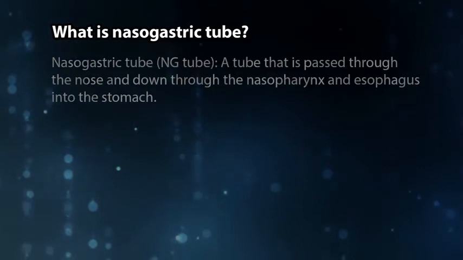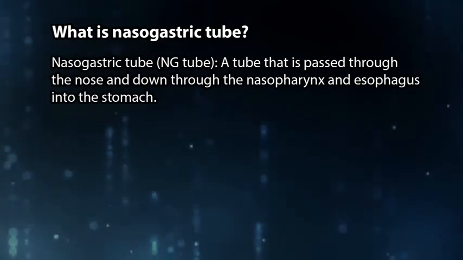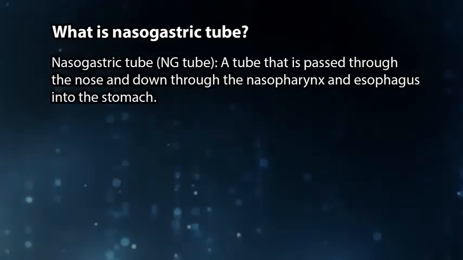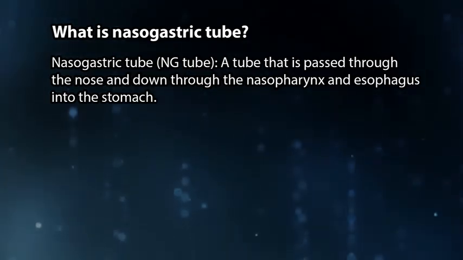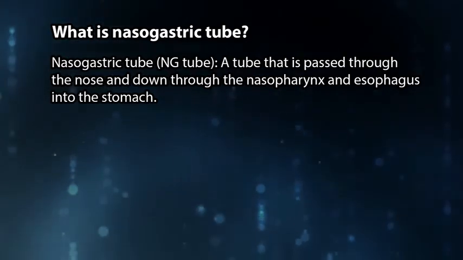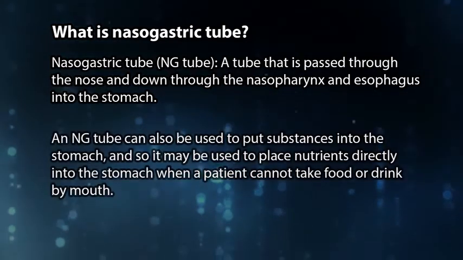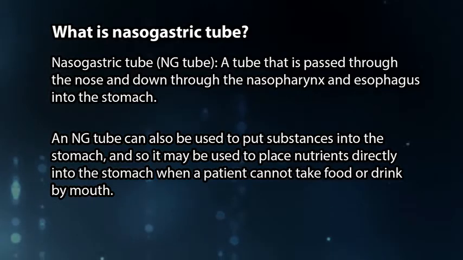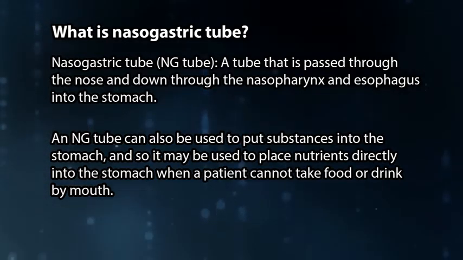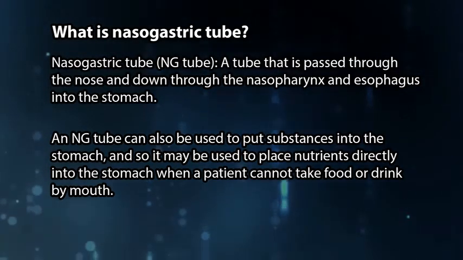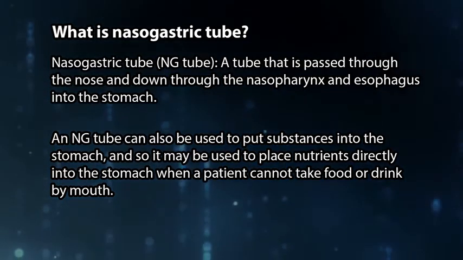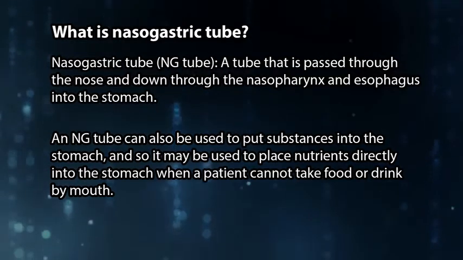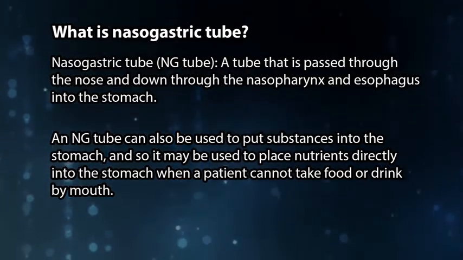What is a nasogastric tube? A nasogastric tube, or NG tube, is a tube that is passed through the nose and down through the nasopharynx and esophagus into the stomach. An NG tube can also be used to put substances into the stomach, so it may be used to place nutrients directly into the stomach when a patient cannot take food or drink by mouth.